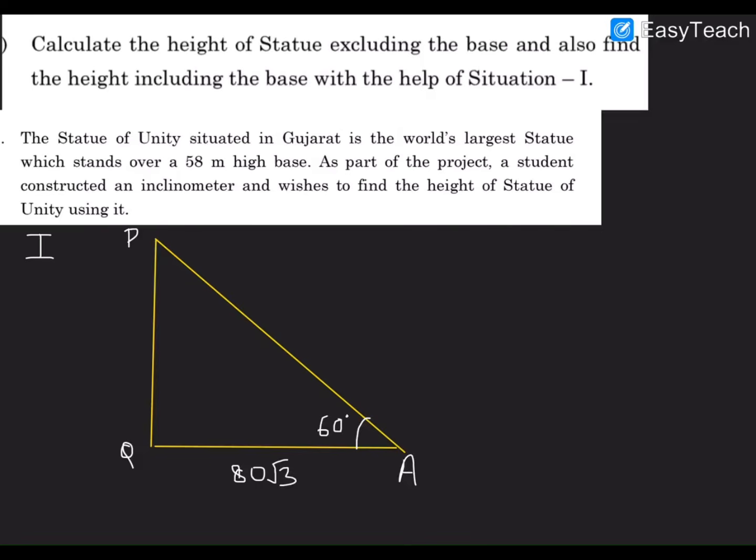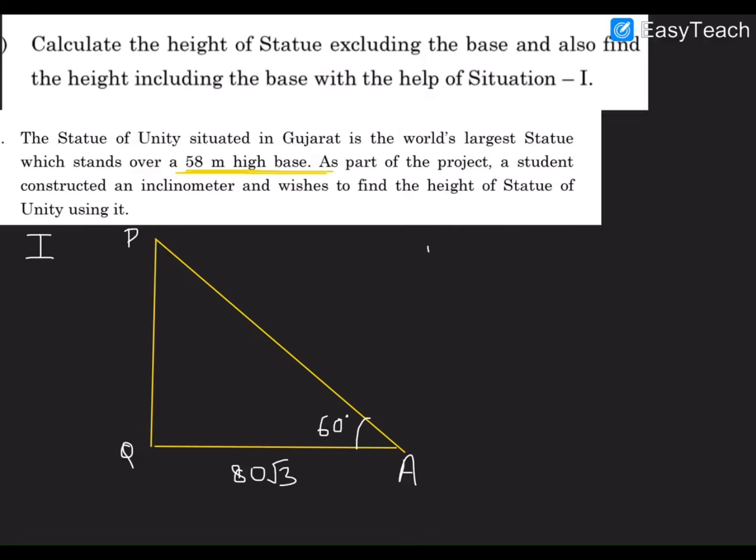In the third question, you have to calculate the height of the statue excluding the base, and also find the height including the base. So excluding and including the base, but the height of the base is given as 58.